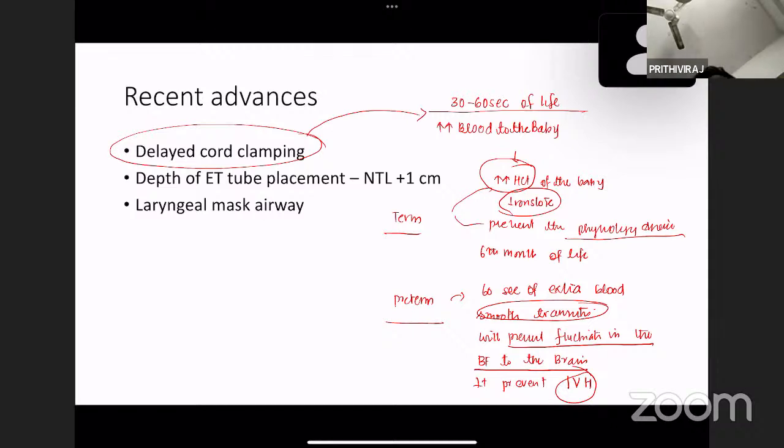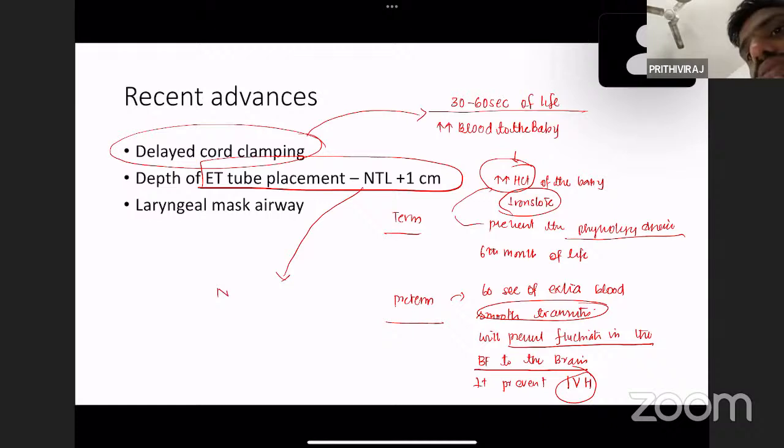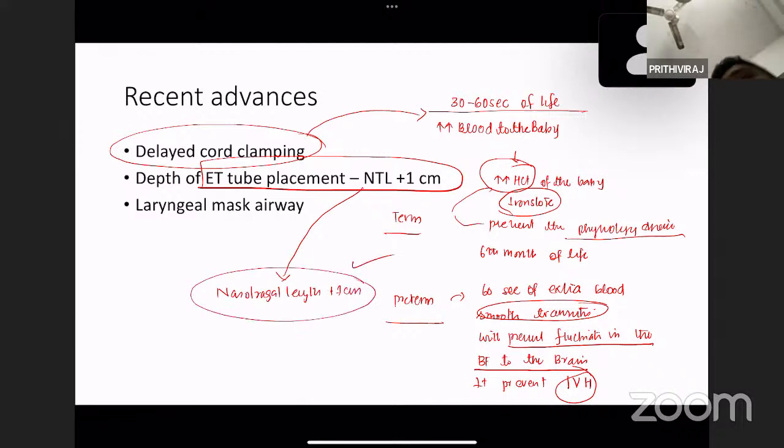And another thing is ET tube placement. Once we have placed the ET tube in the baby, you should know at what depth the ET tube should be fixed. It is given by the measurement called the nasotracheal length plus 1 centimeter. This is a recent change. Okay. Laryngeal mask airway, we will discuss in another class.